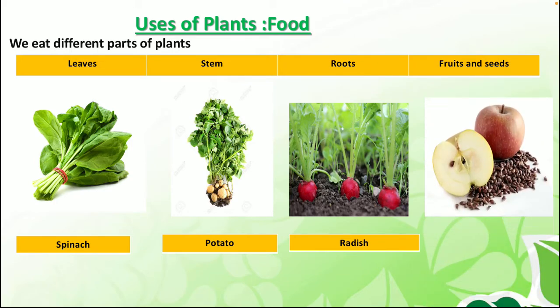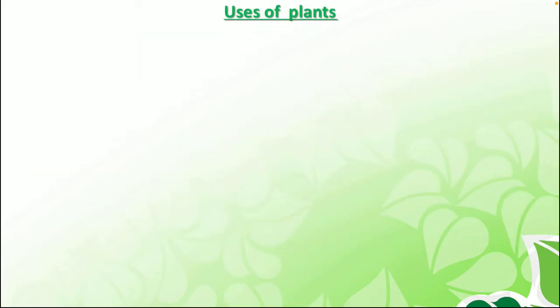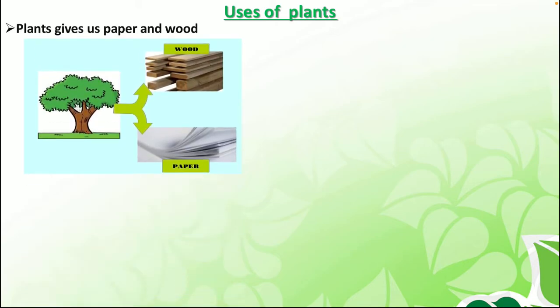Fruits and seeds. This is the apple we eat, and from seeds we grow another apple tree. So we use plants as food. We eat all parts of the plants. We eat leaves, we eat stems, we eat roots, we eat fruits. The other use of plants is that plants give us paper and wood. From the trunk of the tree we make wood, and from the wood we make furniture, and we get paper and many other things.